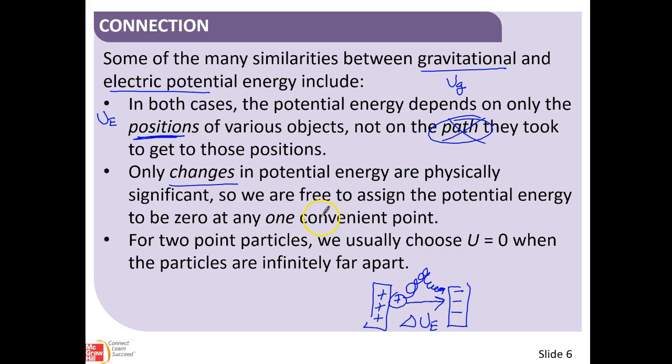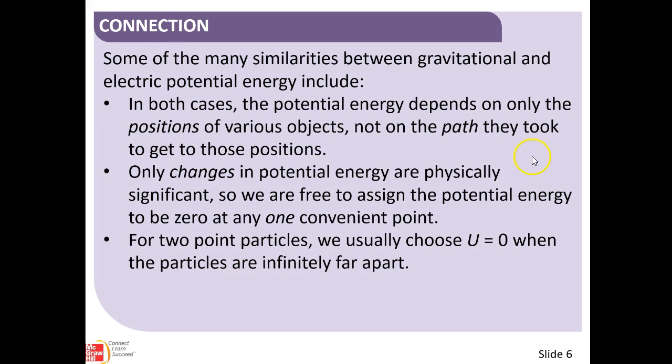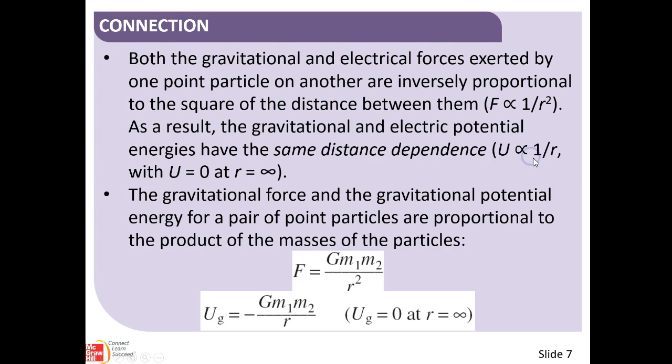We can assign that potential energy to be 0 at any convenient point that we want to, but it needs to only be at one point. If we have a couple of different particles, we usually choose U equals 0 when they're really far apart. So if I want to know the potential energy between these two particles and we say that they're extremely far apart, that potential energy would be equal to 0. Those are some connections that you can make between gravitational potential energy and electrical potential energy.